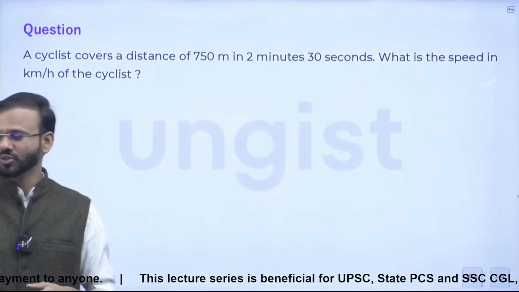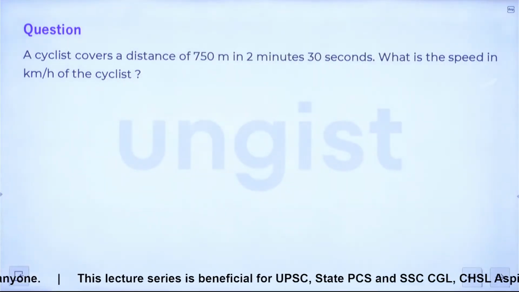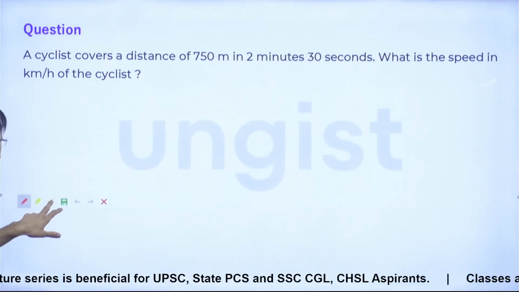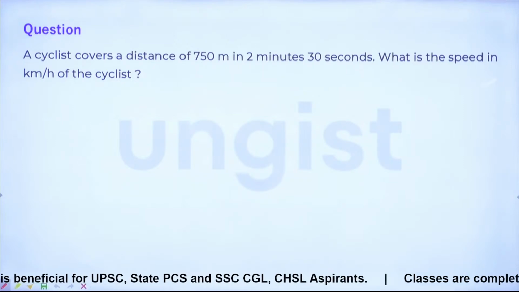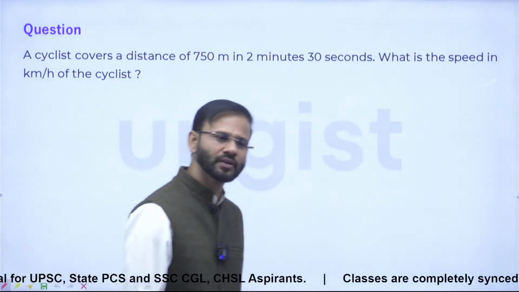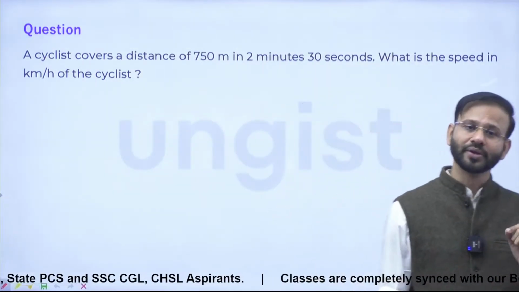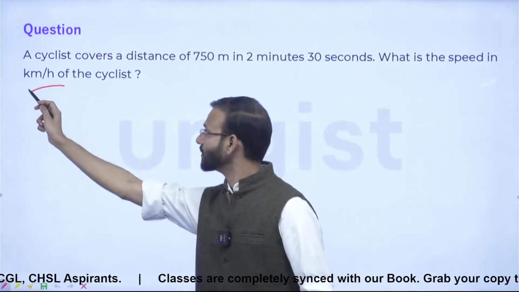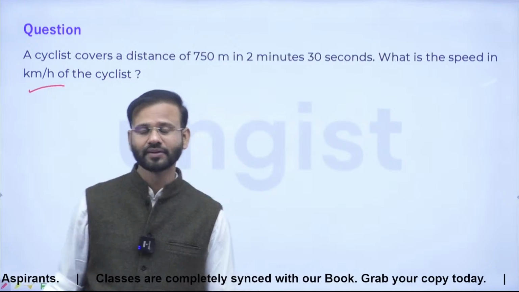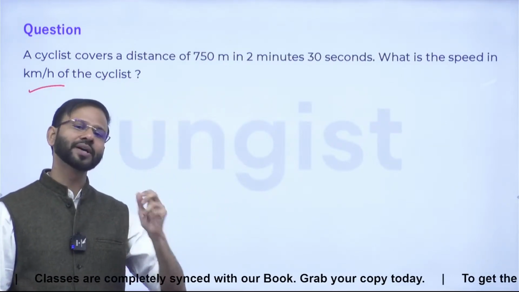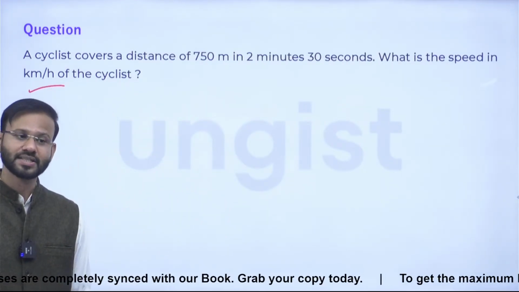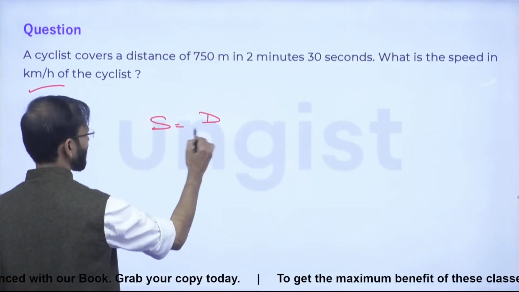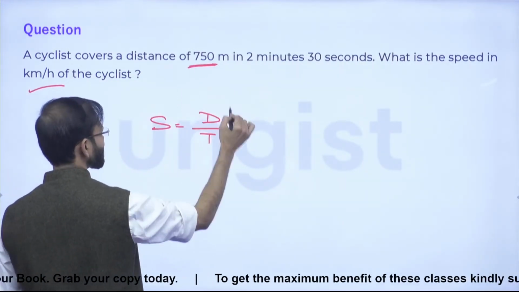See guys, again, tell me, all of you, just tell me first, what is given and what they have asked? What is the final question? Speed. Okay. And speed, that too in kilometer per hour. Right. And guys, for speed, what is required? Distance and time. Right. So speed is equal to distance upon time, guys. Fine. Distance is what? 750 meters.